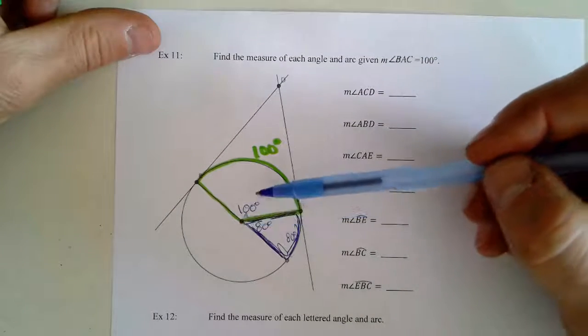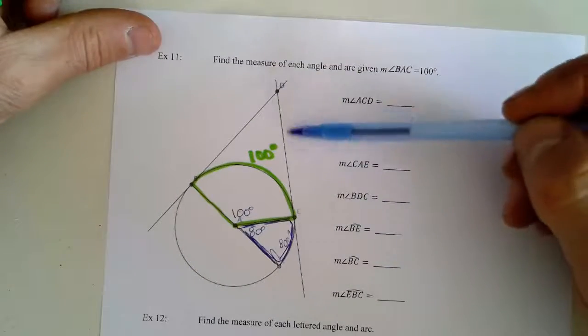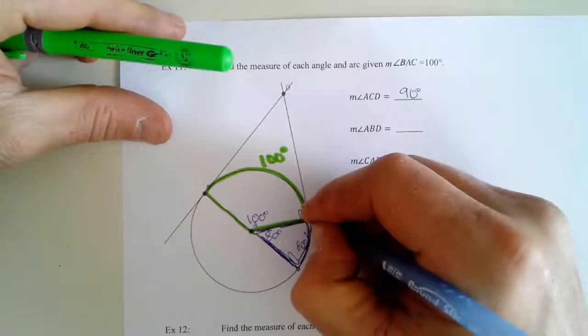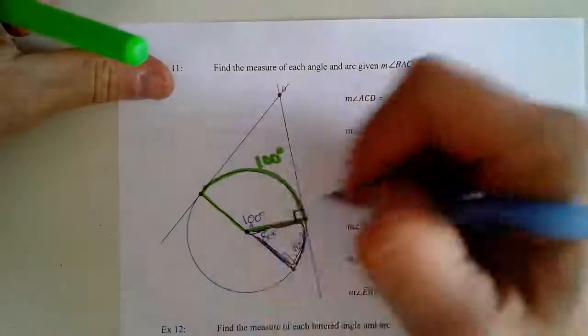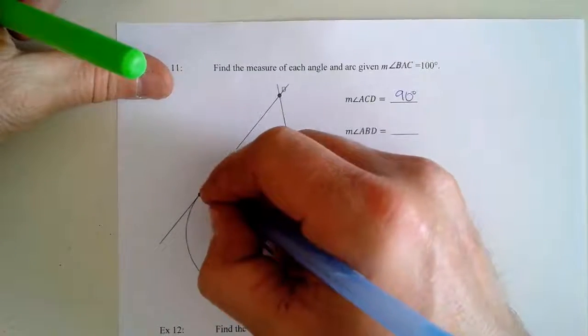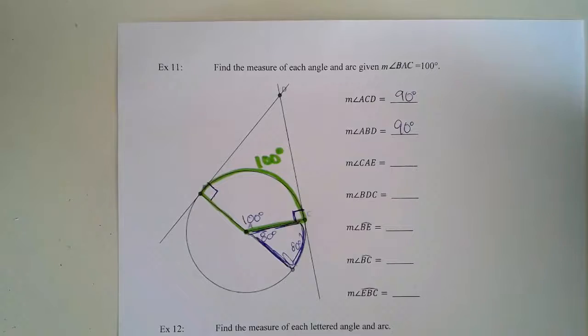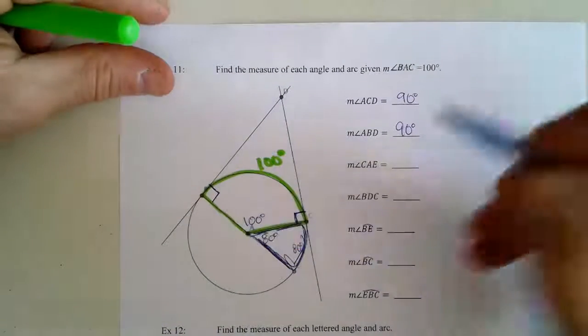Measure of angle ACD. Oh, that's between the tangent and the radius, so that's 90 degrees no matter what. So let me put that 90 degrees there. Let's see, angle ABD. Oh, that's also between a tangent and a radius, so that's also 90 degrees. Right on. CAE. CAE is right here. Oh, we just have that as 80, so I'll just fill it in.